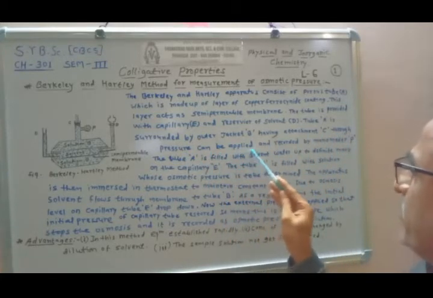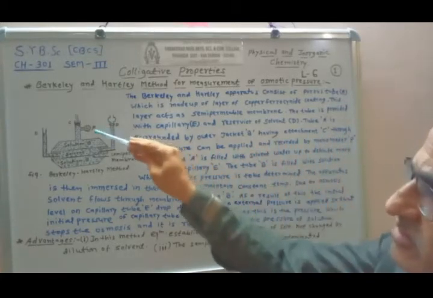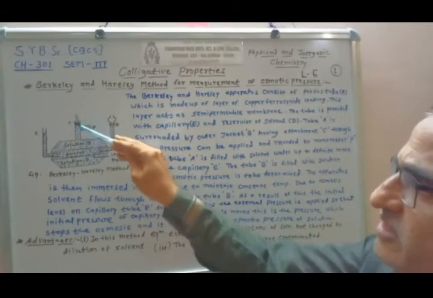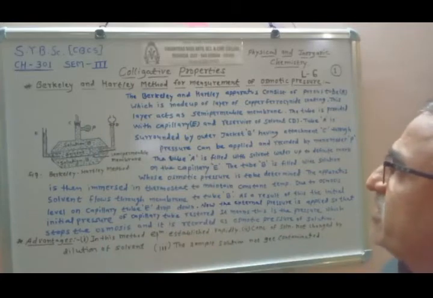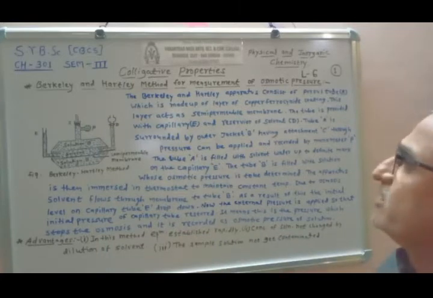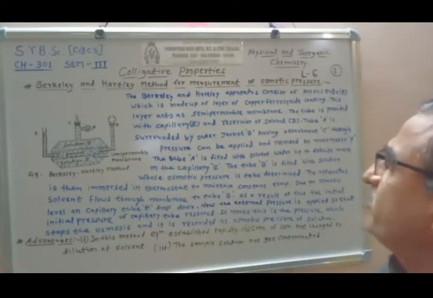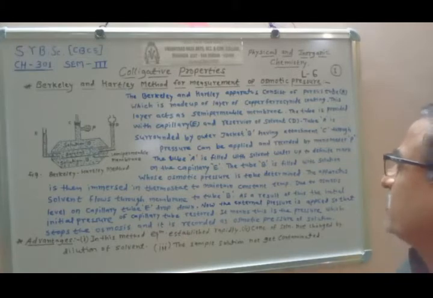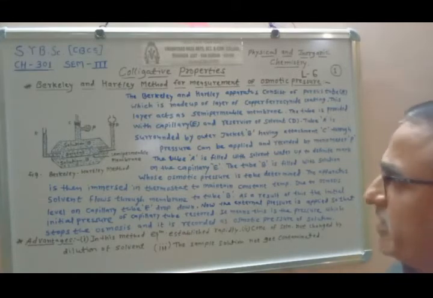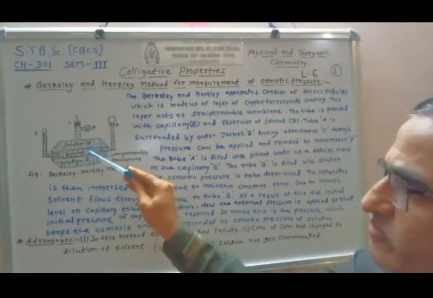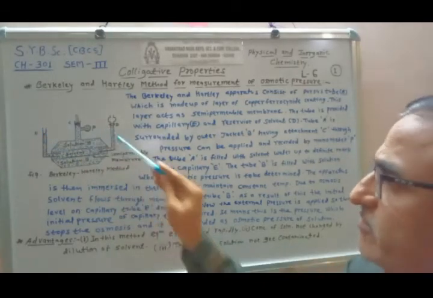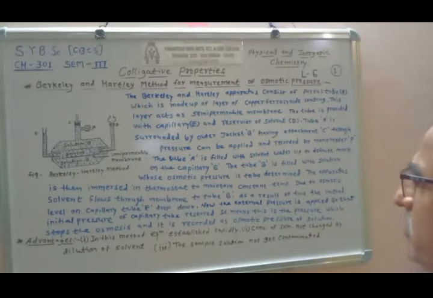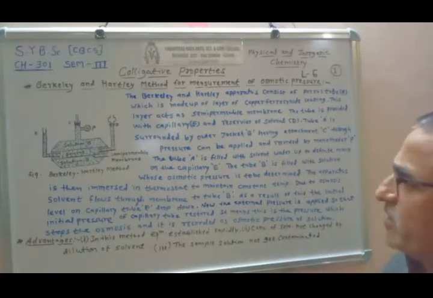pressure can be applied and recorded. So this is the pressure gauge here. Here is the piston for applying pressure. This is the pressure gauge to measure the osmotic pressure. The tube A is filled with solvent water up to a definite mark. So this is filled with solvent A, that is water, up to the definite mark on the capillary E.